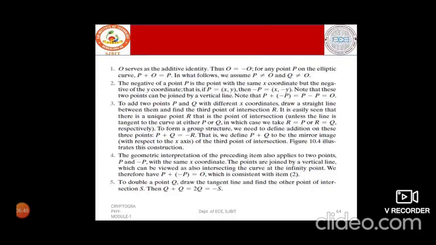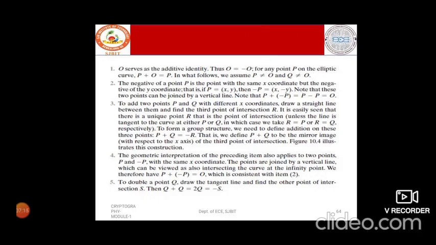So, geometric description of addition. It can be shown that a group can be defined which is based on the set E of (a, b) for some specific values of a and b. That provides the following condition to be met: 4a³ + 27b² is not equal to 0. To define the group, we must define an operation called addition, denoted by plus, for the set E of (a, b), where a and b satisfy this equation.